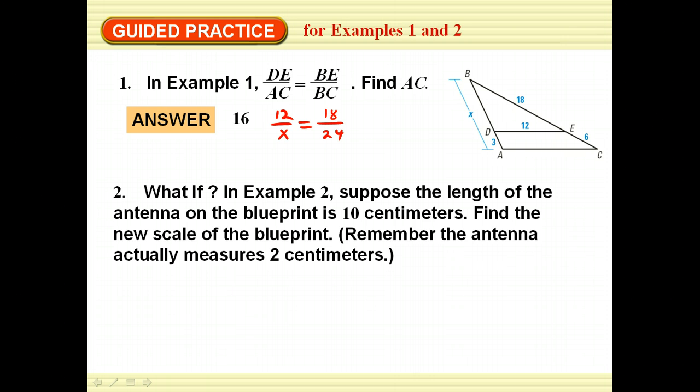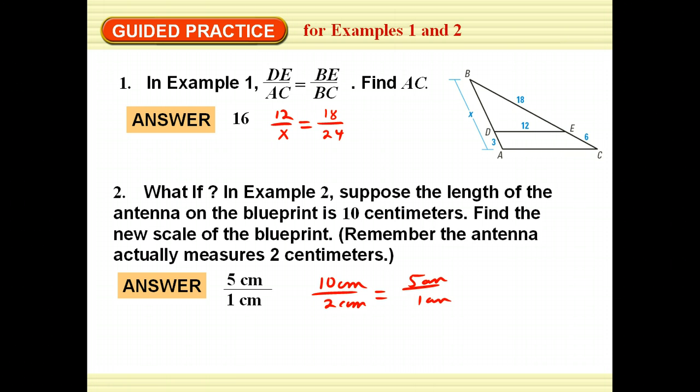The next guided practice, one for you to try, is what if they said that the blueprint had 10 centimeters for the antenna, whereas we know the real one is 2 centimeters. Well, we simply say 10 centimeters compared to 2 centimeters and reduce that to over 1, so it would be 5 centimeters to 1 centimeter. And that would be our scale factor in this particular case.